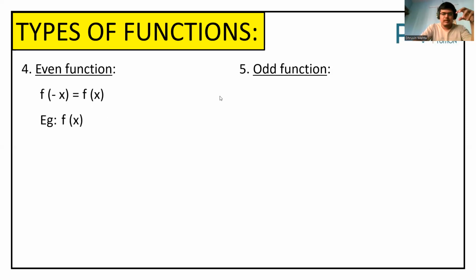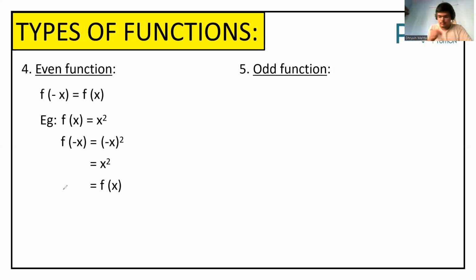For example, if we have f of x equal to x square. Now when we replace x with minus x, what will we get over here? f of minus x would be minus x the whole square, which is positive x square, right? So it's again equal to f of x. So we have come back to the original function. So this is an even function. Yes, sir. Can you give me some more examples of even functions?